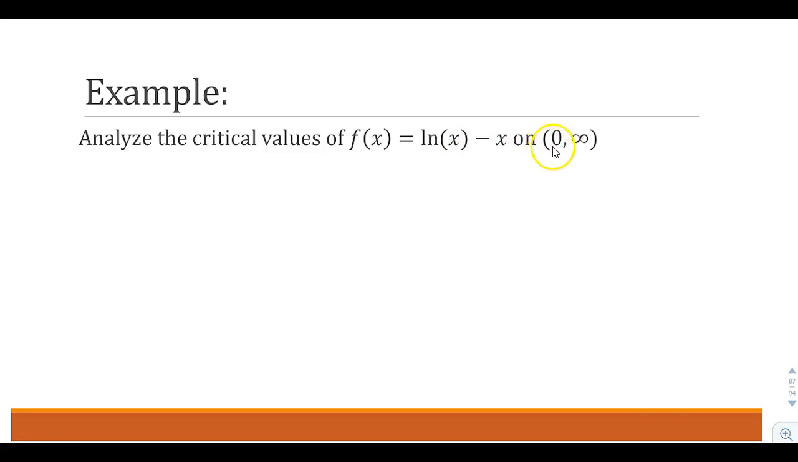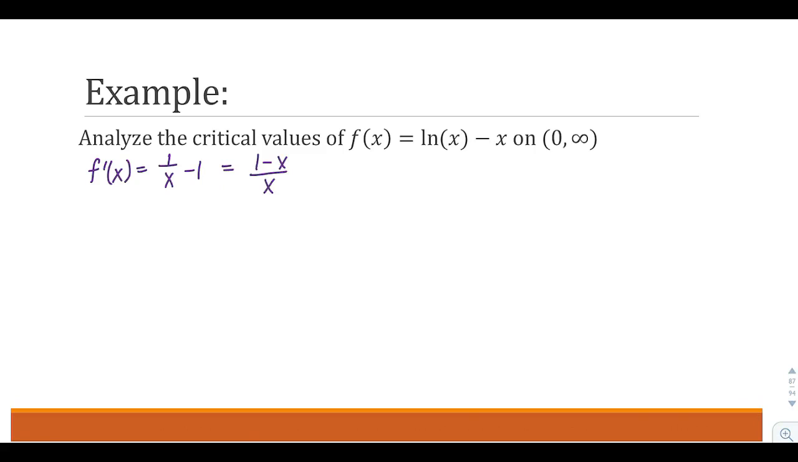Here we're asked to analyze the critical values of f of x equals natural log x minus x on the interval from open 0 to infinity. And really we've just been given the domain here because the natural log function can only have positive numbers input into it. So we go ahead and take the derivative of f of x. So we get 1 over x minus 1, which we rewrite as 1 minus x over x.